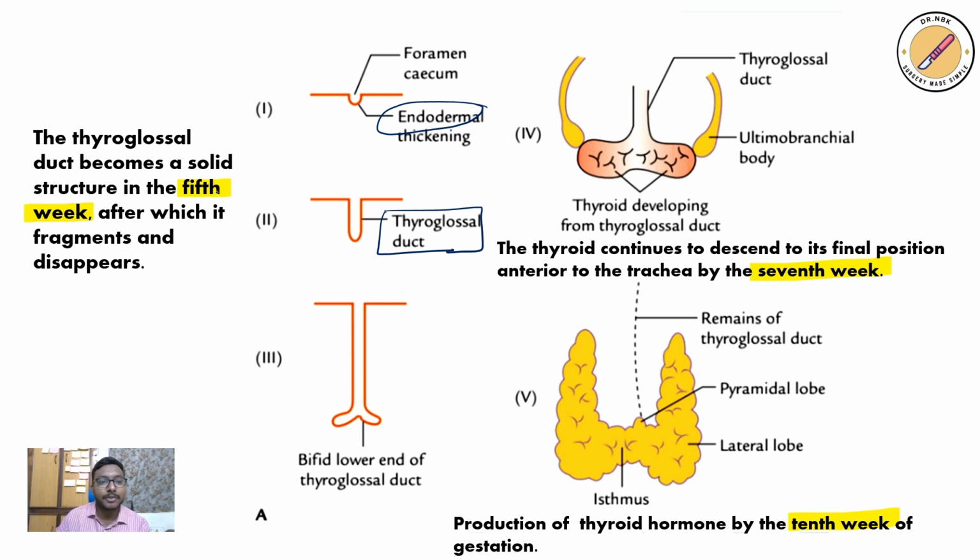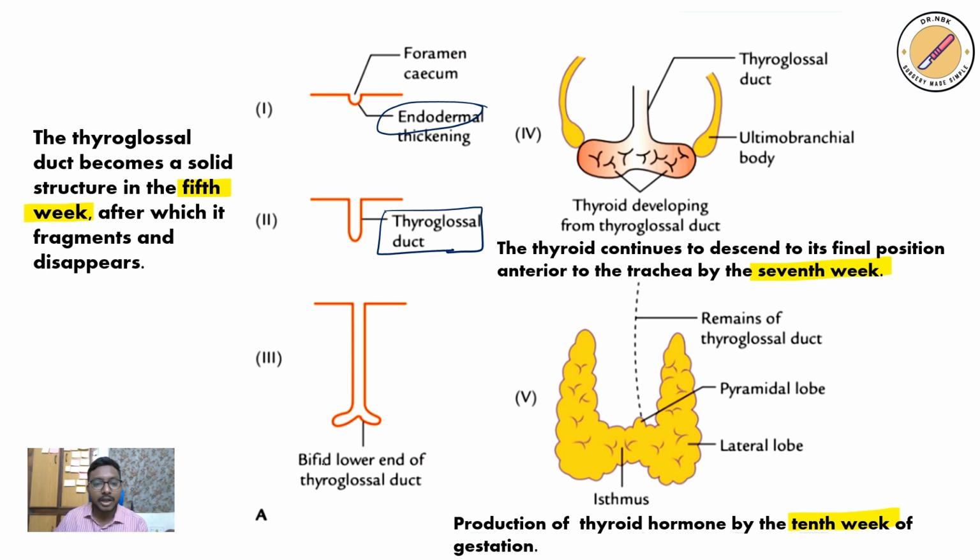The thyroglossal duct becomes a solid structure at around fifth week of gestation, after which it will fragment and disappear. This is the normal fate of thyroglossal duct. We will see what happens if there is any patent thyroglossal duct in the subsequent slides.